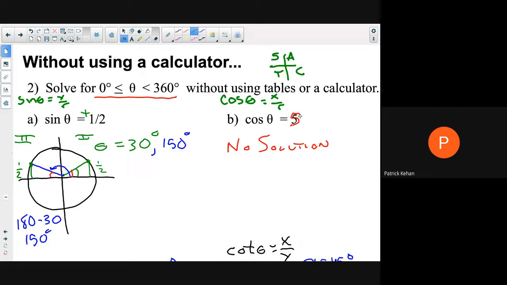This ratio is valued at 5 here. But when you're looking at the unit circle, the furthest point the circle can get horizontally from the origin here is 1 unit, and the smallest point over here horizontally we can get is -1 unit, right? This is saying that it's 5, which is not possible because our restriction here is from -1 to +1, and this is greater than +1, so this would be a no solution here.